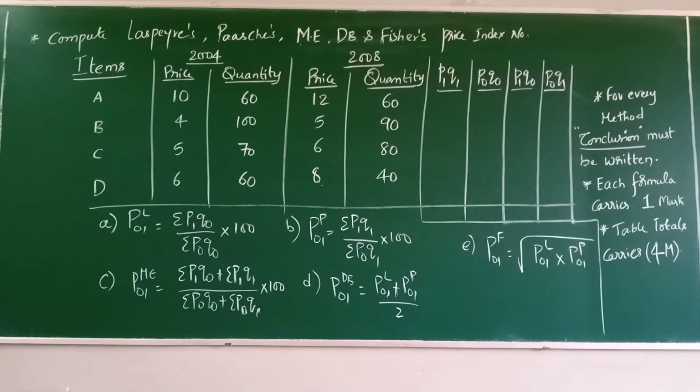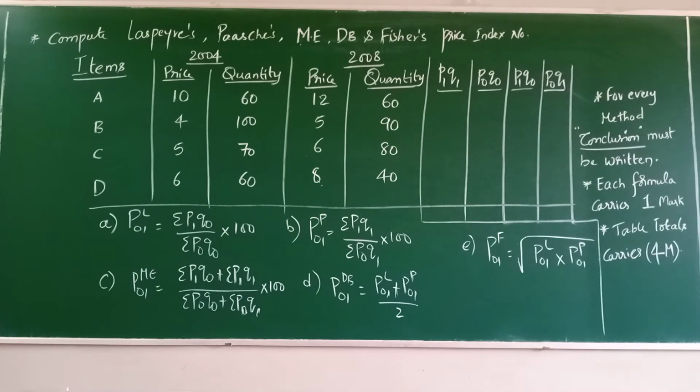Generally the question will be asked like this. If they want to ask a straight question, this is the way it will be asked: compute Laspeyres, Paasche's, Marshall Edgeworth, Dorbish Bowley and Fisher's price index number. You must be very cautious while solving the problem, whether the question is given in price or quantity. Please ensure which of these two the question is given in, price or quantity. Accordingly you have to calculate either the price index or the quantity index number.